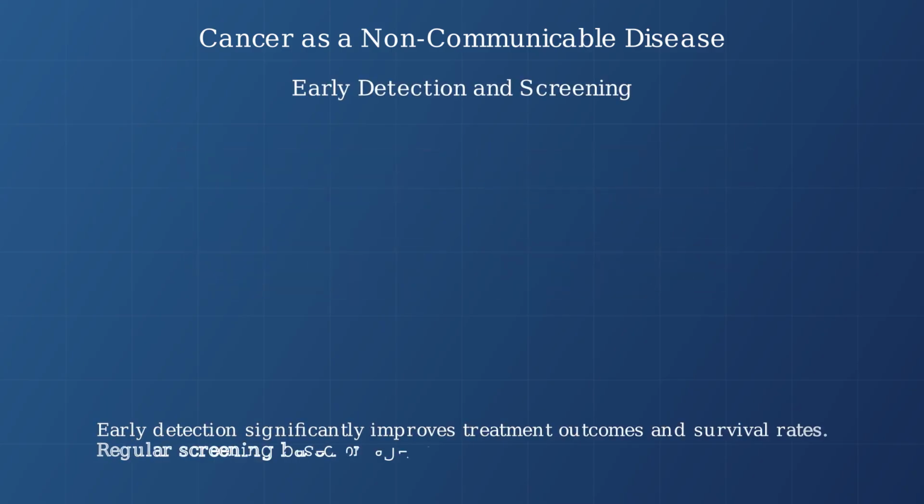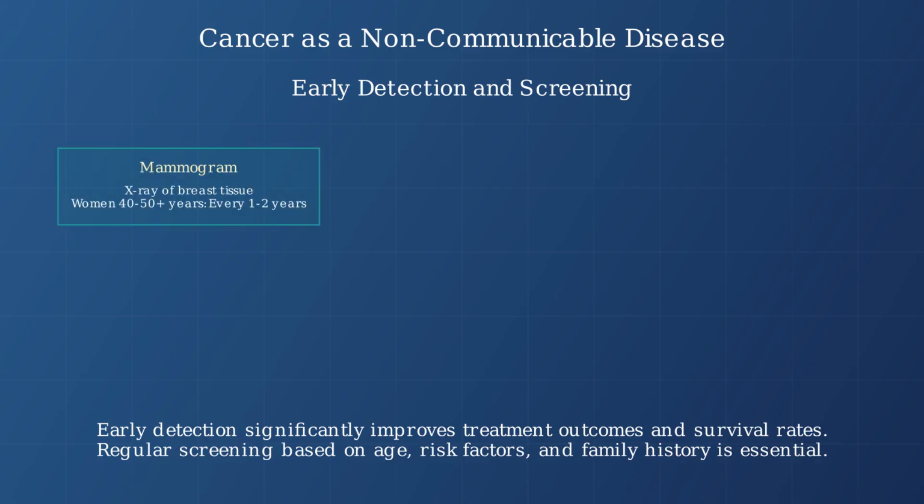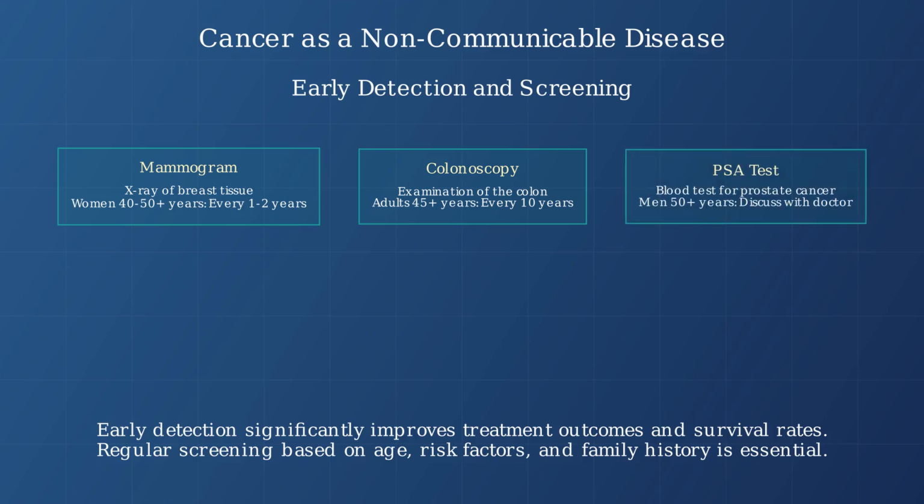Early detection is crucial for successful cancer treatment and improved survival rates. Mammograms are recommended for women aged 40 to 50 and older every 1 to 2 years to detect breast cancer. Colonoscopies are recommended for adults 45 and older every 10 years to detect colorectal cancer. PSA tests for men 50 and older can help detect prostate cancer, though the decision to test should be discussed with a doctor.